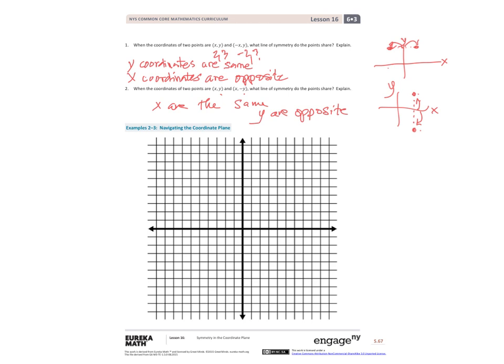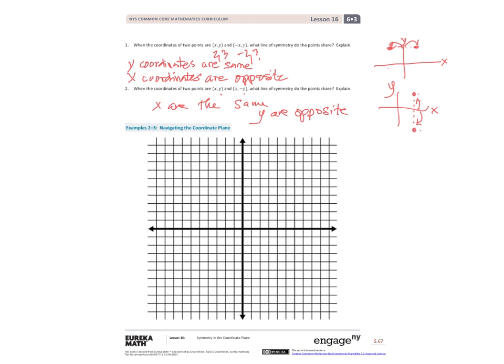Okay. So, examples 2 and 3, navigating the coordinate plane. This looks like I'm going to have problems on this page, but let me just see where we're at.